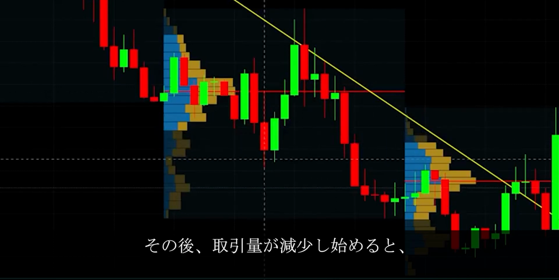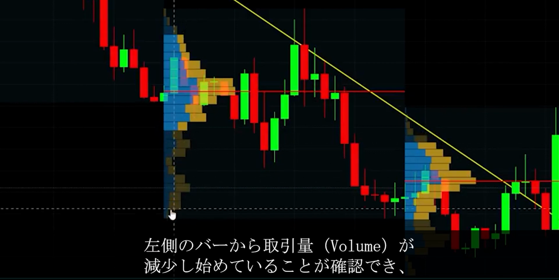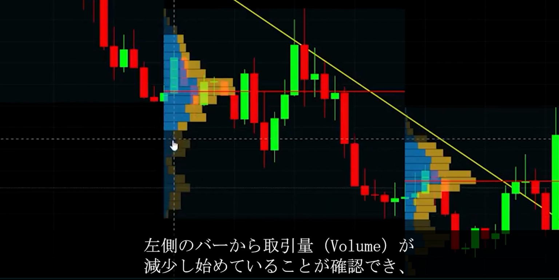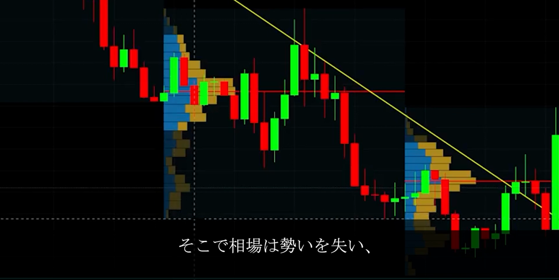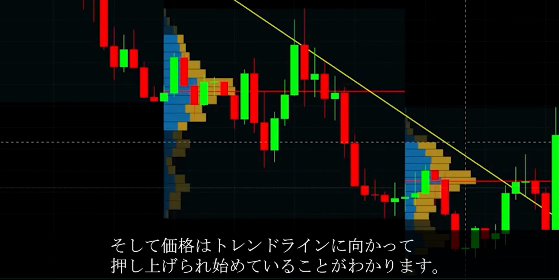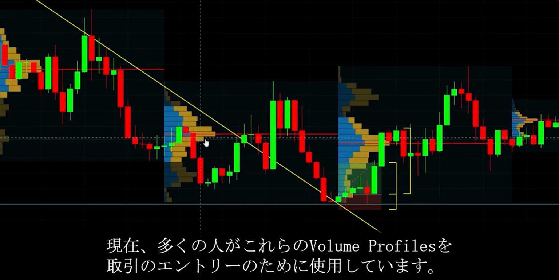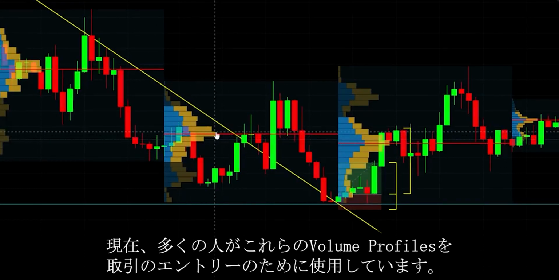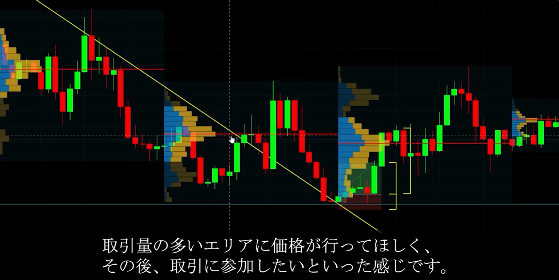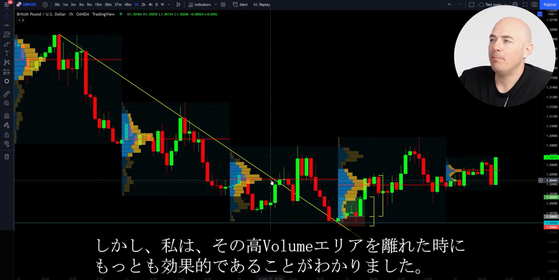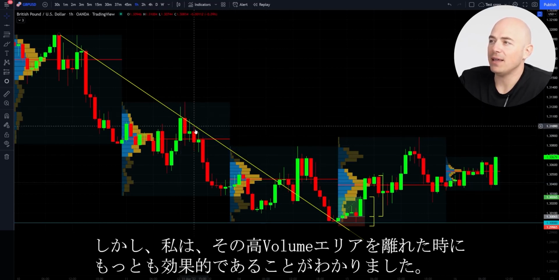Then as the volume starts to decrease, you can see that on the bars here on the left, the volume started to decrease where it started to lose momentum and push back up towards that trend line. Now, a lot of people use these volume profiles as entries for their trades. Like that's the area that they want to get to and then get in their trade. But I found that it works best if it's leaving that area.